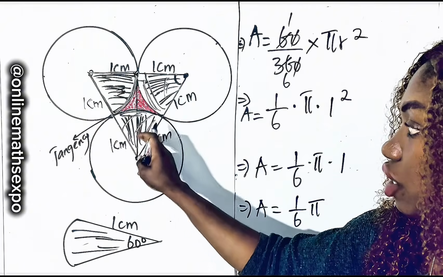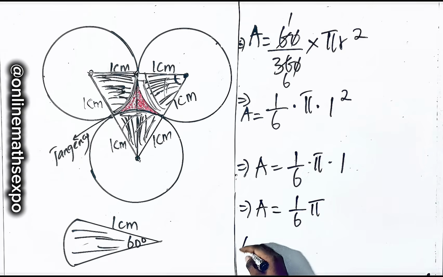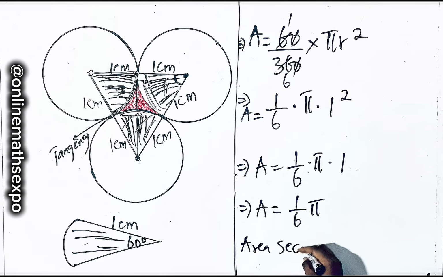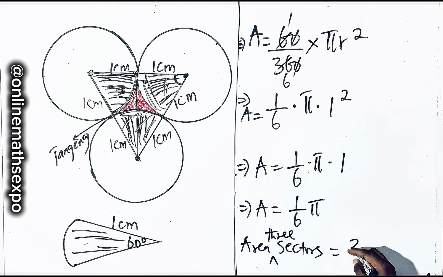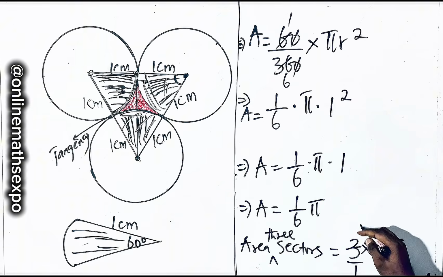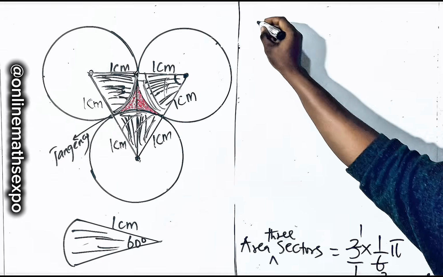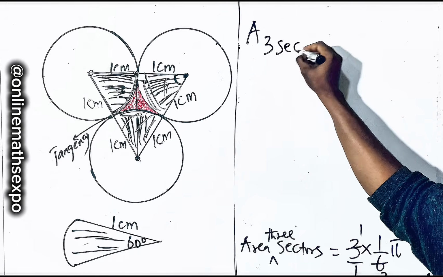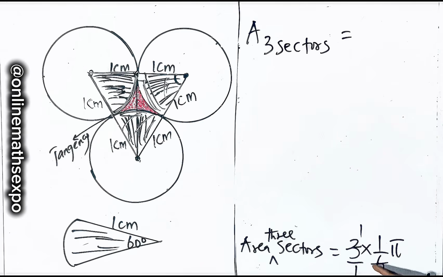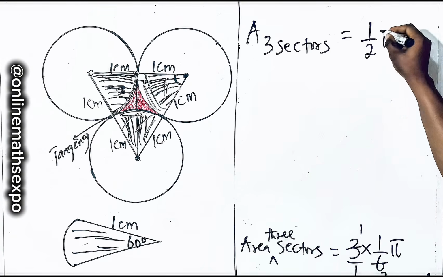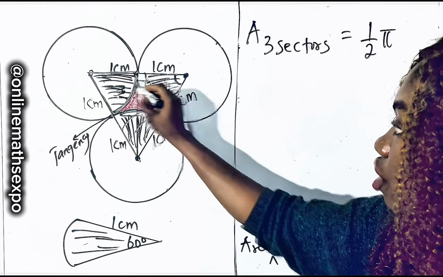And we were told that these three are equal. So in that case, the area of the three sectors will give us 3 times the area of 1. And this is 3/1. So let's simplify that. 3 here is 1, this is 2. So the area of the 3 sectors will give us 1/2 of pi. So this is the area of these 3 sectors.